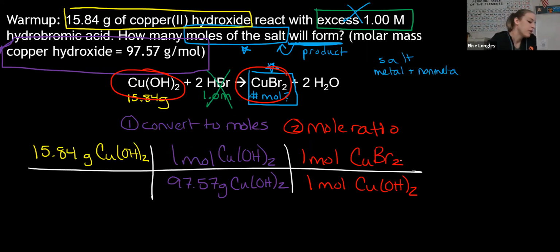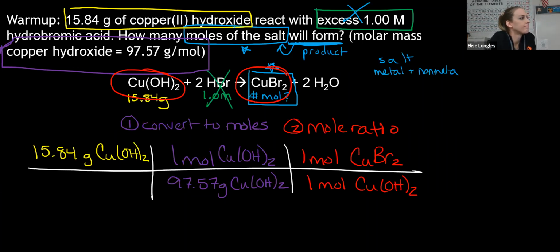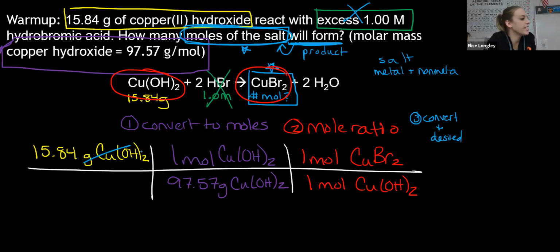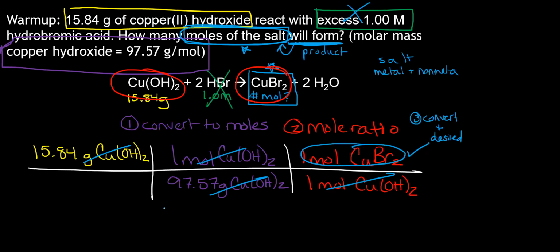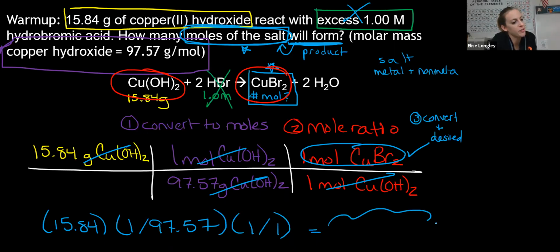Awesome. Now, my last step is to convert to what? Jessica, what did the question ask me to convert to? Normally you convert it to desired, but it's asking for moles, so you don't need to really add much to the equation because you're already going to get moles. Yeah, so when we cancel everything out, grams canceled, moles canceled, we were asked for moles, right? So we are done. So all we do is put it in the calculator. Open 15.84 close, open 1/97.57 close, open 1/1 close, and that's going to give us a number, okay?